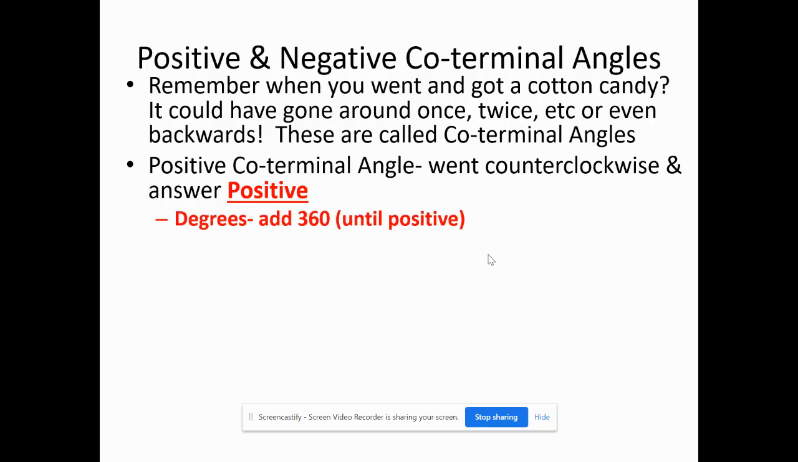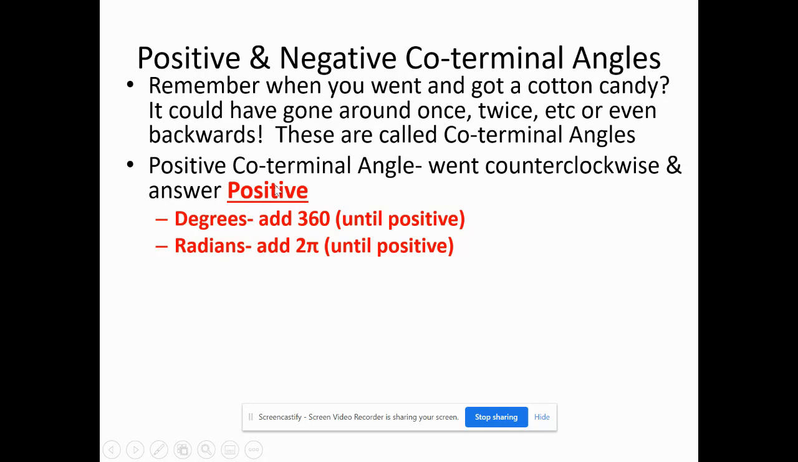To get a positive coterminal angle in degrees, you just add another full circle. You add 360 degrees. Maybe it went around one extra time that I didn't see, so you add 360. And then your answer needs to be positive, and we'll talk about that. To get the positive coterminal in radians, you still add a full circle, but a full circle in radians is really 2 pi. So you add 2 pi until you get a positive answer.